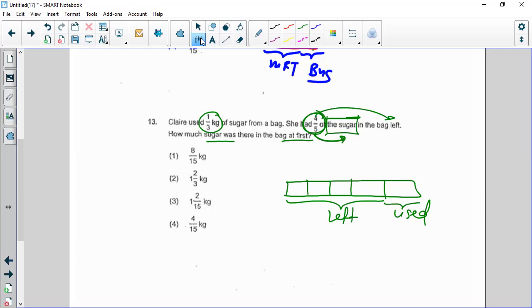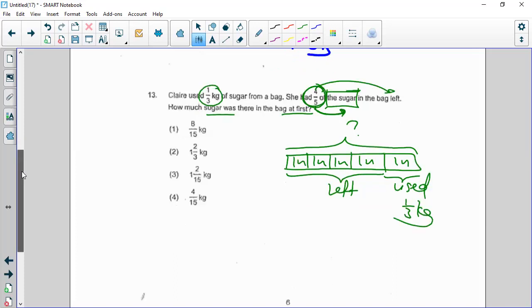Now she used 1/5 and now she got 4/5 of the sugar left. So the use is 1/3 kg, which is 1 unit. So how much sugar was there in the bag at first, which is the question mark. So there are 5 units altogether. So with the model, I can solve already. But just now, when I was looking at the question, I was suddenly a bit stuck. And then I used the model to see whether I can continue solving. And I can. So 1 unit is 1/3 kg. 5 units must be 1/3 times 5.